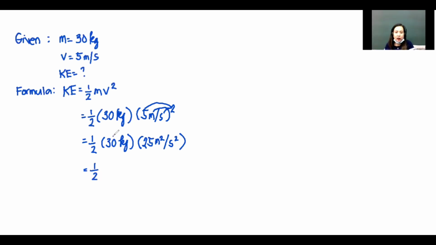Next, we need to settle this one, to multiply 30 by 25. If you will try to multiply that in your scratch paper, let me do the shortcut method. Bring down 0. 3 times 5 is 15. Carry 1. 3 times 2 is 6 plus 1 is 7, so 750. So the answer is 30 times 25 is 750 kilogram meter square per second square.